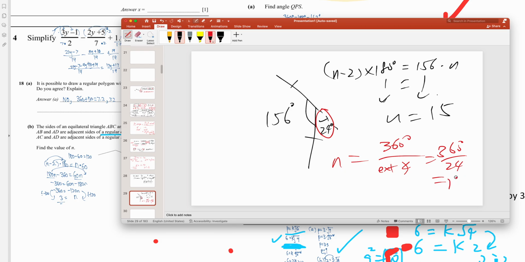15. Good. So which one do you prefer to use? But this is given that you know this formula. Okay? So the third formula is n equals 360 degrees over the exterior angle.